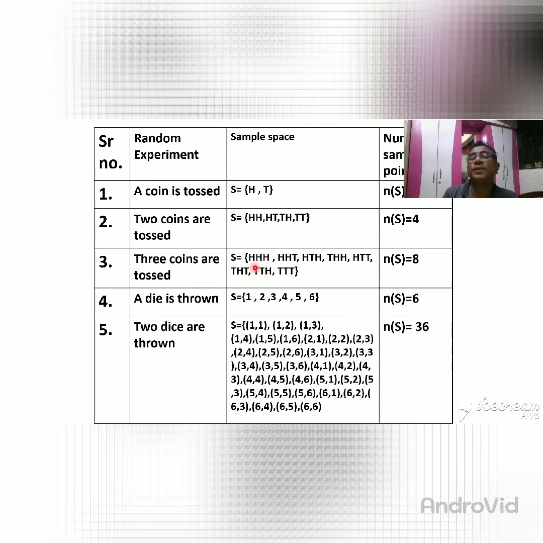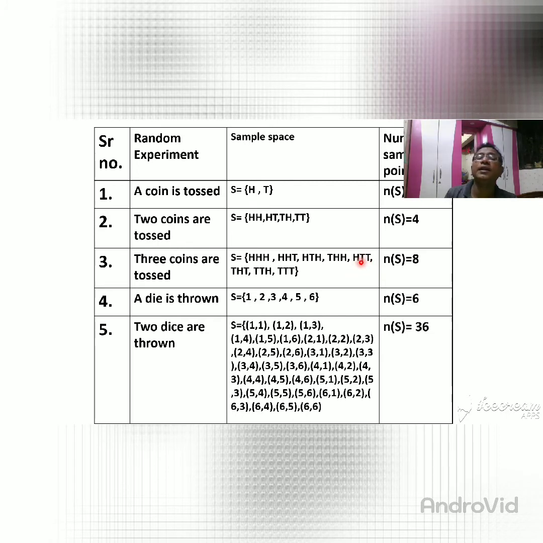So triple head: head, head, head. After that this head is converted into tail. So head, head, tail. After that you take the alternative. So head, tail, head. After that one tail and two heads, because here there are two heads and one tail. In such a way, here we take one tail and two heads. So tail, head, head.